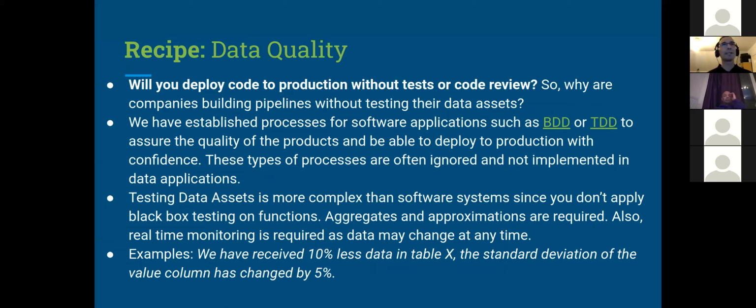I put in the input to get the output, but most of the bugs are not caught with this, and processes like BDD or TDD don't work for this type of data. So this is quite complex. And this type of process often gets ignored and not implemented, right? So testing data is much more complex. So for example, things like, okay, today we have received 10% of the data in this table. How do you find out about that? This is very common. Or some value that we are receiving is too big, doesn't fit into an int, and now we are getting negative values.